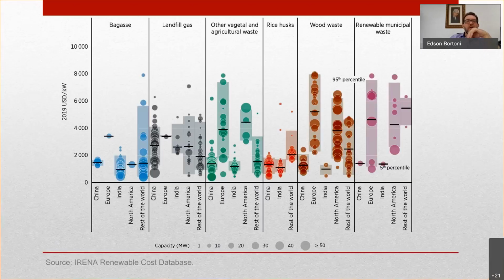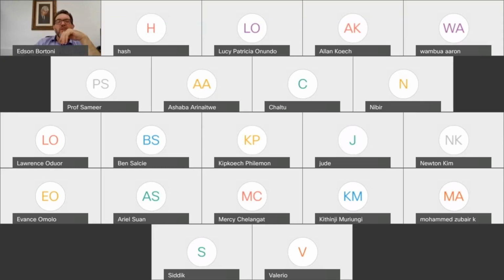The costs, the LCOE, as we said before, for bagasse is about $1,000 to $2,000 per kilowatt in China, and in Europe, India, North America, and the rest of the world it is about $1,500 per kilowatt. This is the cost of installation. Landfill gas, other wastes, vegetal waste here.